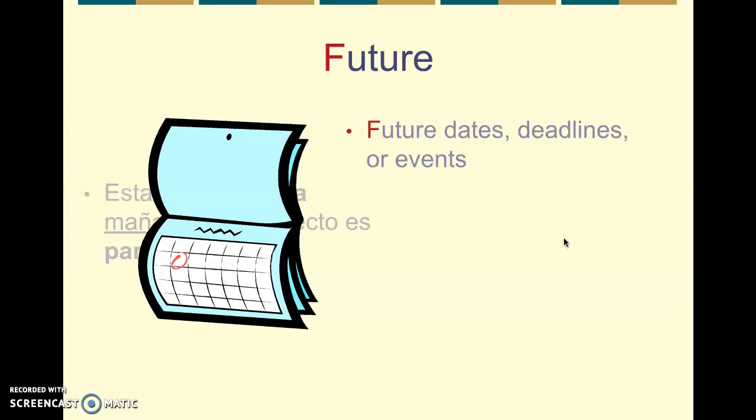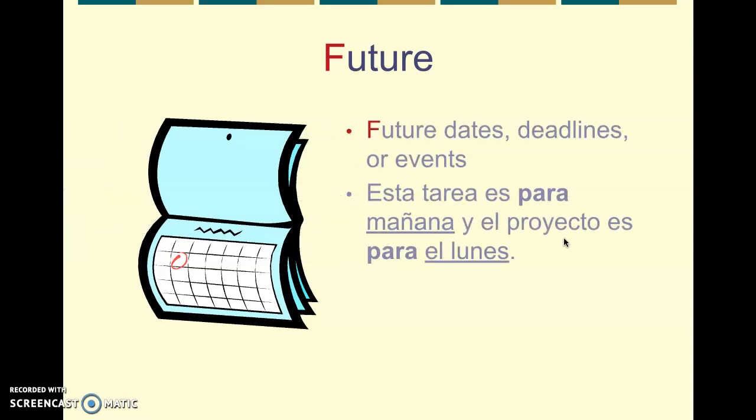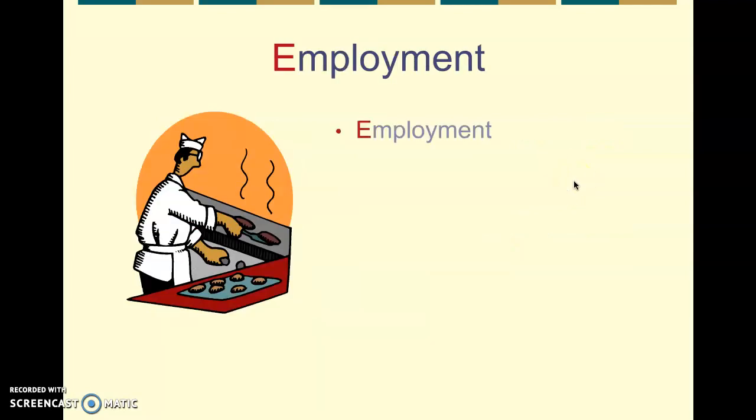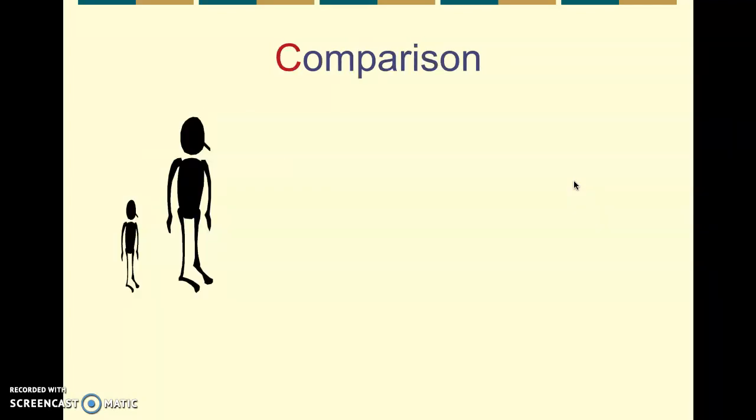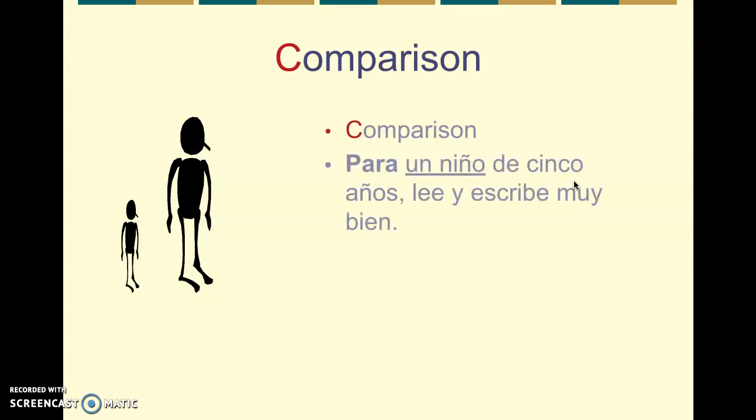Futuro. So, esta tarea es para mañana y el proyecto es para el lunes. Entonces, cuando tienes una fecha límite, van a usar para. Empleo. So, trabajo para un restaurante chileno. Yo trabajo para el distrito de Westlake. Comparison. Para un niño de 5 años, lee y escribe muy bien. Entonces, ustedes están comparando este niño de todos los otros niños de 5 años.